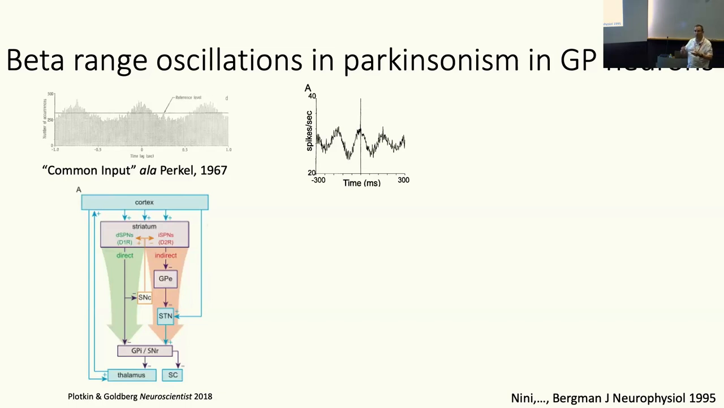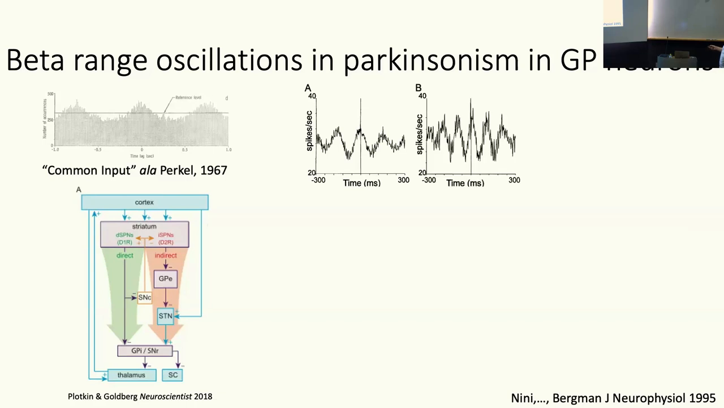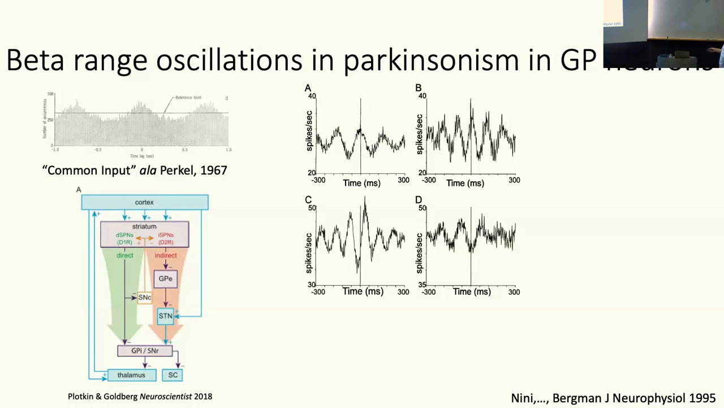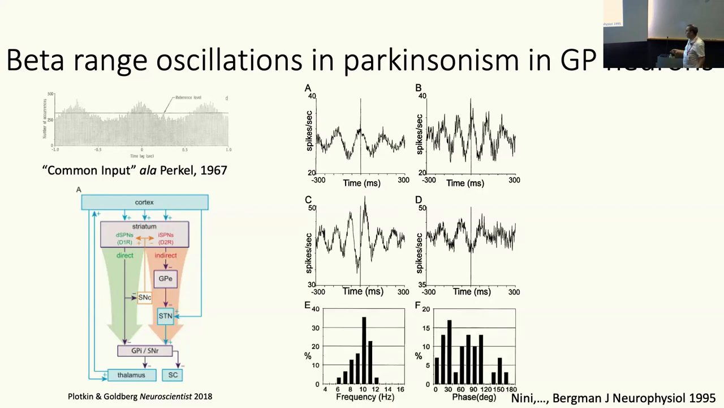But when the animals become Parkinsonian, they start to exhibit beta oscillations, and then you can calculate the cross correlations between the neurons, and sure enough you get a cross correlation at zero. However, with another pair you get a different phase, and with another pair you get like a 90 degree phase, and in this case you have an antiphase. He records hundreds of neurons, several simultaneously, 8 or 16, so he can calculate cross correlations, and he discovers that in the same region you get correlations that are in phase, antiphase, all sorts of phases, and he had a distribution. This is a paper from 1995.